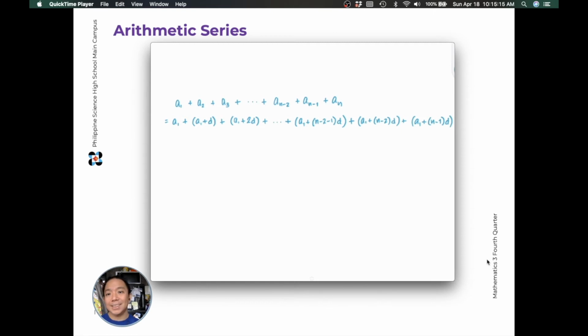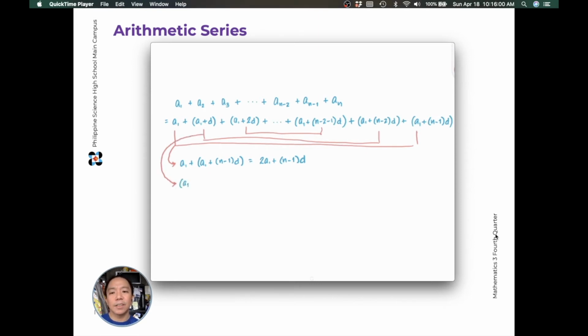We follow the same process na ginawa natin kanina. We match up the first and last terms, the second and the second to the last terms, the third and the third to the last terms. And we observe that the sum of the first and the last term would be equal to 2a sub 1 plus n minus 1 times d. If we compare this with the sum of the second and the second to the last term, so a sub 1 plus d plus a sub 1 plus n minus 2 times d.